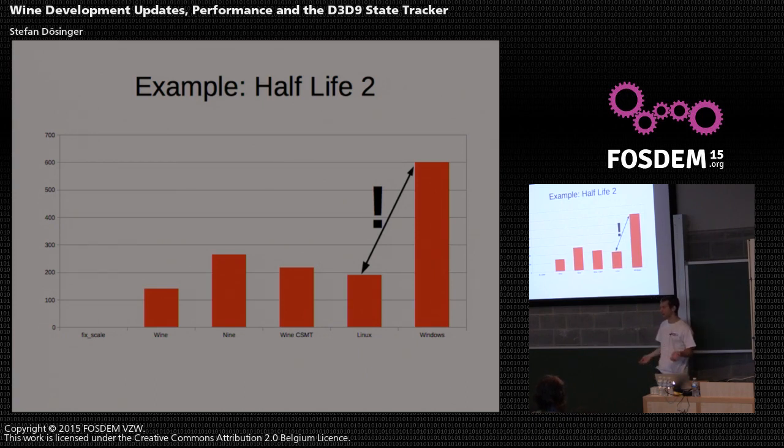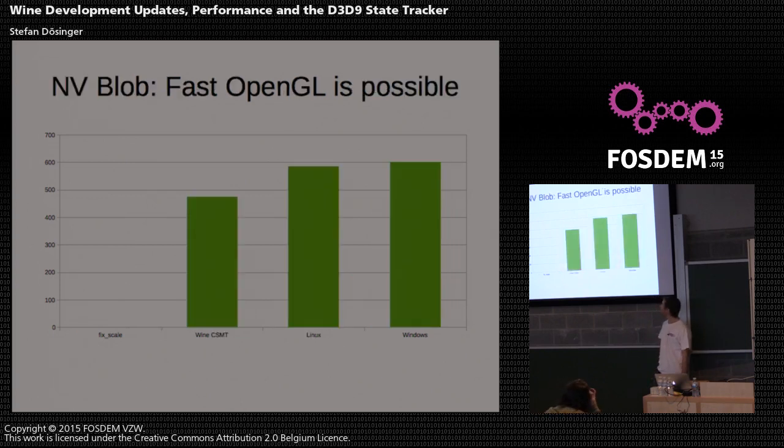From this you could conclude that OpenGL is just a terrible interface for performance, since all of those, except for 9, which is slightly faster, talk to Mesa with OpenGL. But if you look at the NVIDIA blob, you see that doing OpenGL and doing D3D9 on top of OpenGL is possible at a good performance. By the way, this setup here is CPU limited. I deliberately ran this at a low resolution with no anti-aliasing, so this is just CPU overhead.